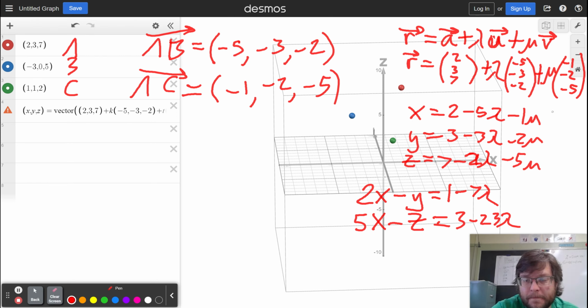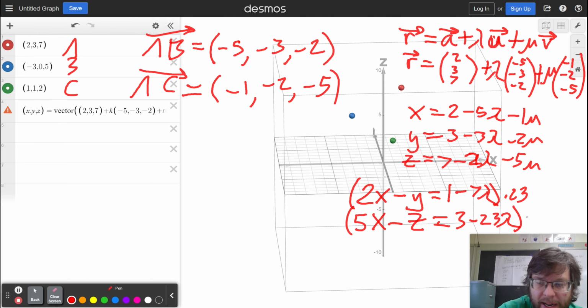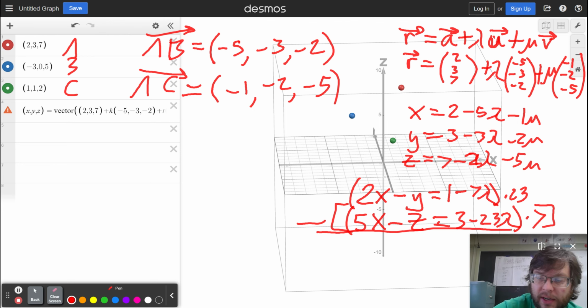Now the numbers get a little nasty here, but you can multiply this top equation by 23 and multiply this bottom equation by 7 and then subtract them, and you will get rid of all of your lambdas. So now 23 times 2x makes 46x.